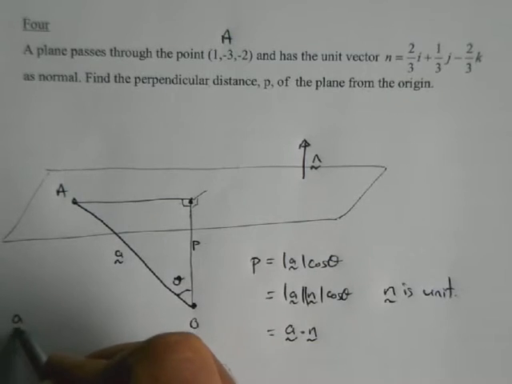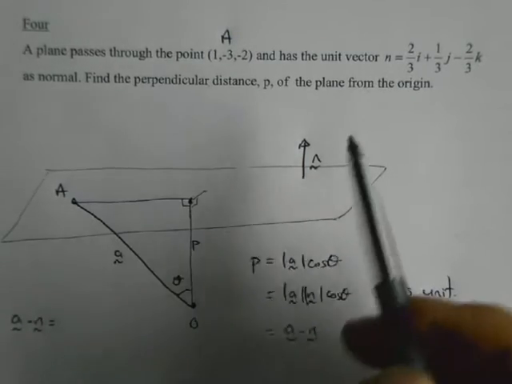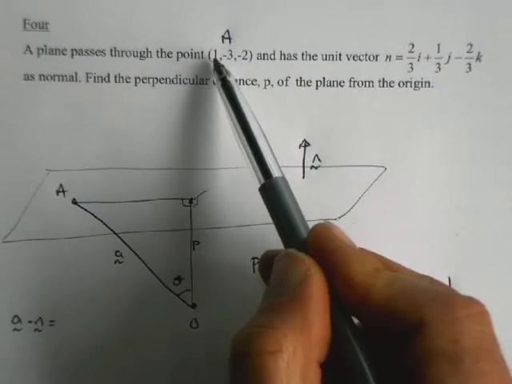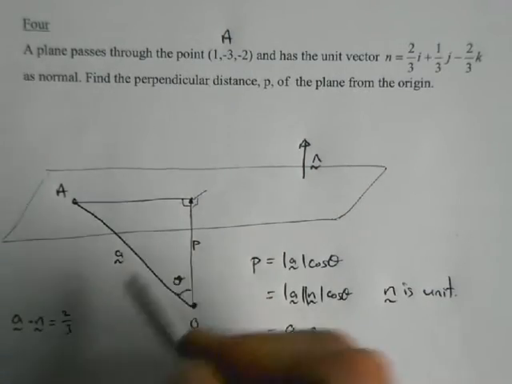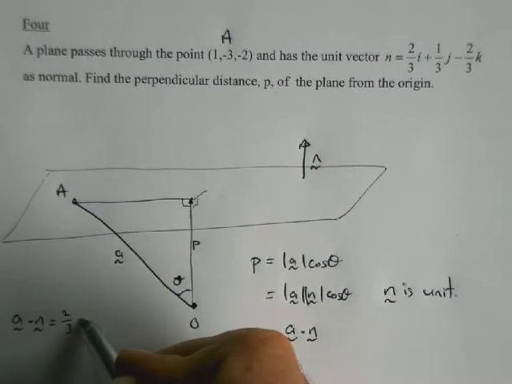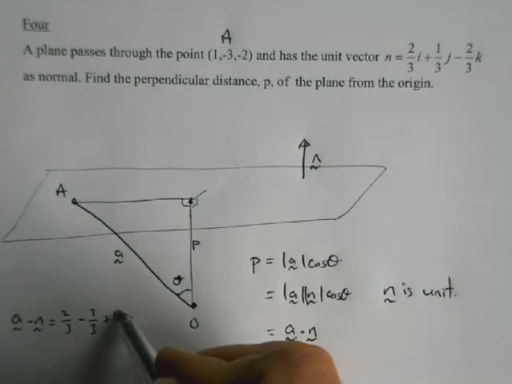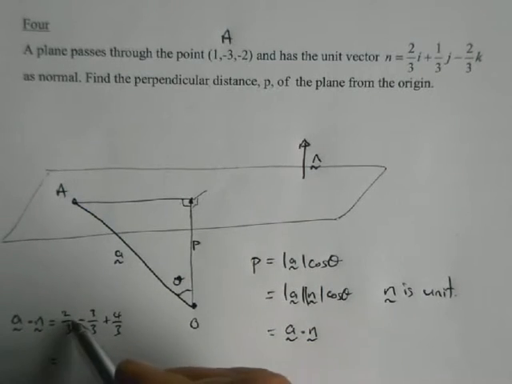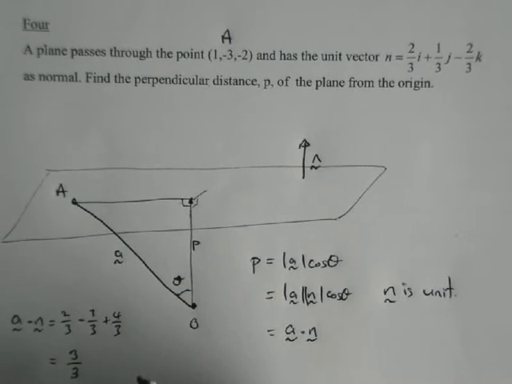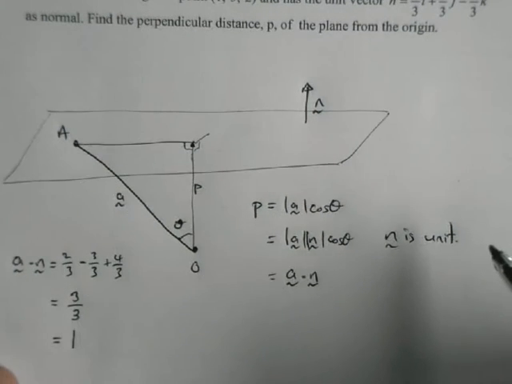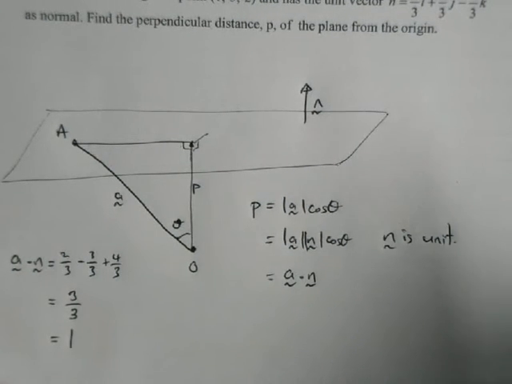So A dot N is equal to 1 times 2/3, negative 3 times 1/3, so we'll do it all in thirds again, minus 3/3, and minus 2 times minus 2 is plus 4/3, which gives us 6 minus 3 is 3/3, I think, which is just going to be equal to 1. So the distance is 1, which is coincidental. It's not going to be 1 every time. It's just this case it happened to come out to be 1.